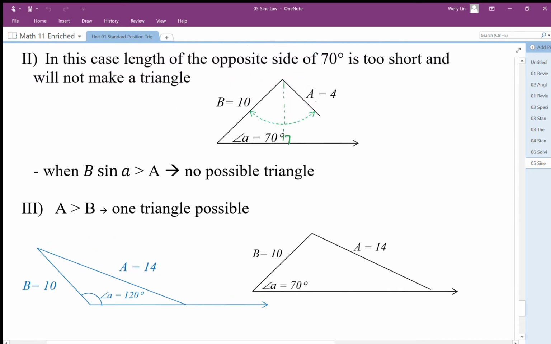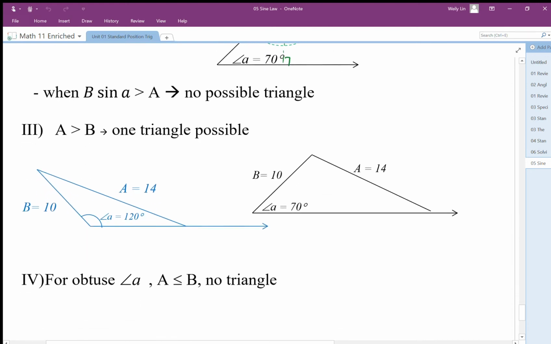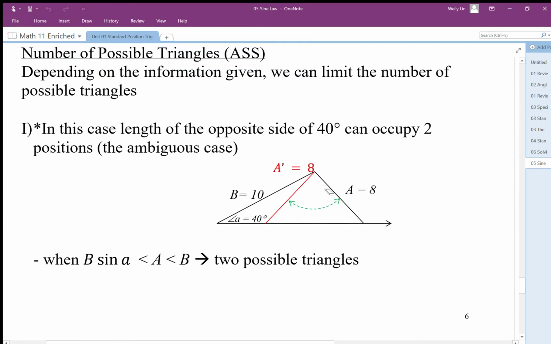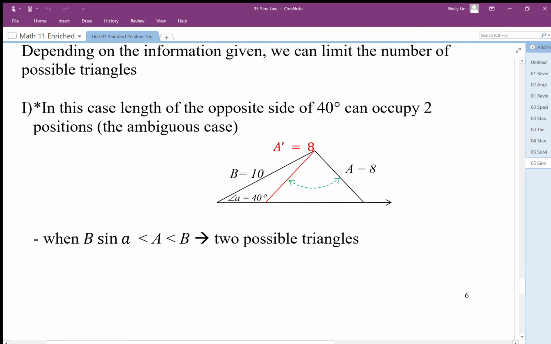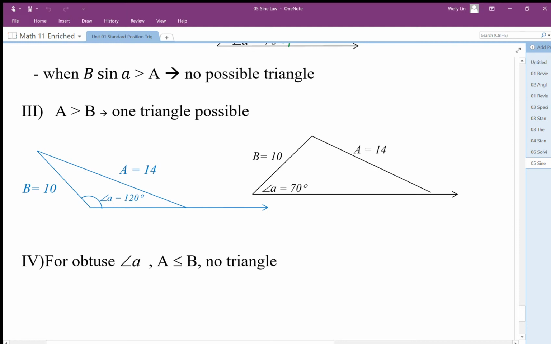So the first special case, no triangles can be made because this side's too short. If this side is really long, in fact if it's longer than side b, notice that in the case where we do have two triangles, side a is shorter than side b. But if side a is longer than side b, only one triangle can be made. Depending on if it's acute, it makes one triangle. If angle A is obtuse, it still only makes one triangle.